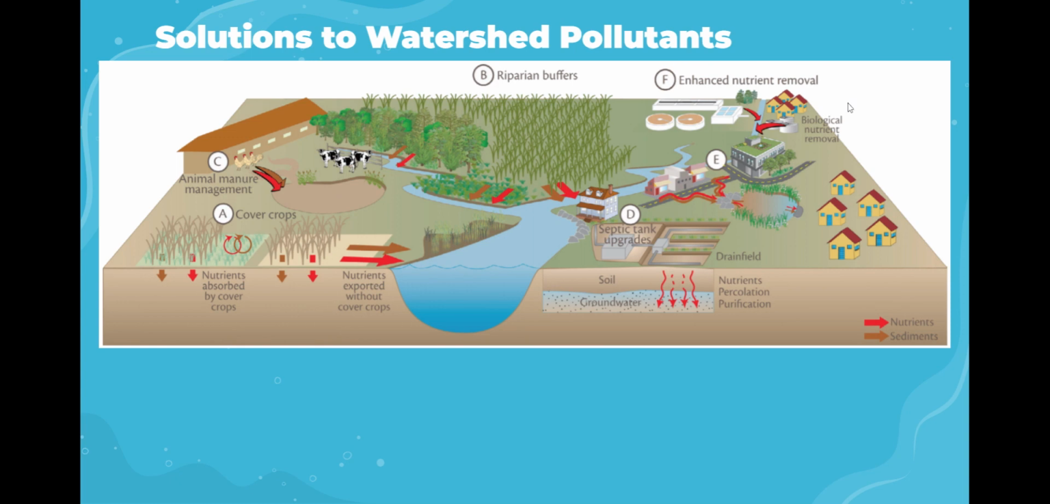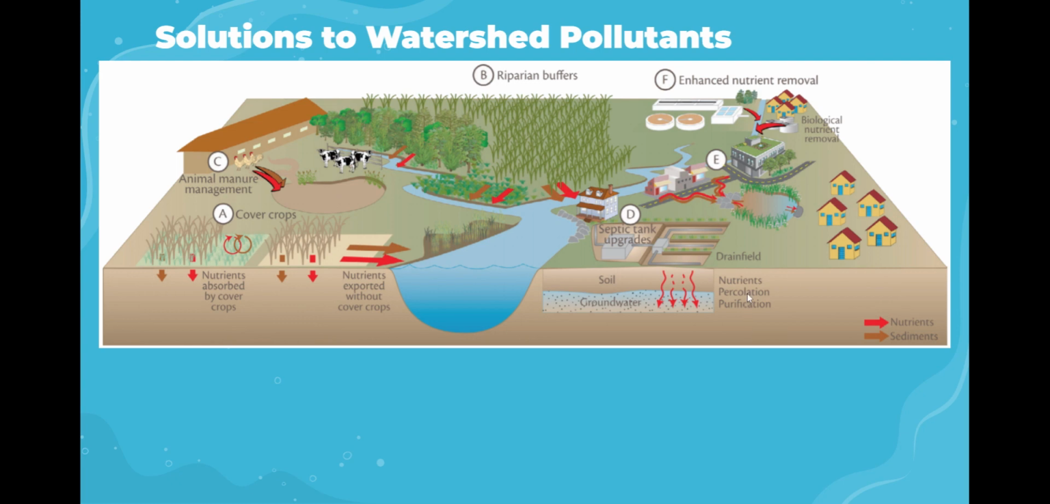Enhanced nutrient removal. This is expensive. This is when our water treatment plants are going to be making sure that we are not putting in as much nitrogen and phosphorus into the local waterways, thus decreasing rates of eutrophication. This is more expensive than just planting some crops. Okay. Same thing over here. Septic tank upgrades, making sure that we are removing as much nitrogen and phosphorus as we can. And down here, the nutrient percolation purification.